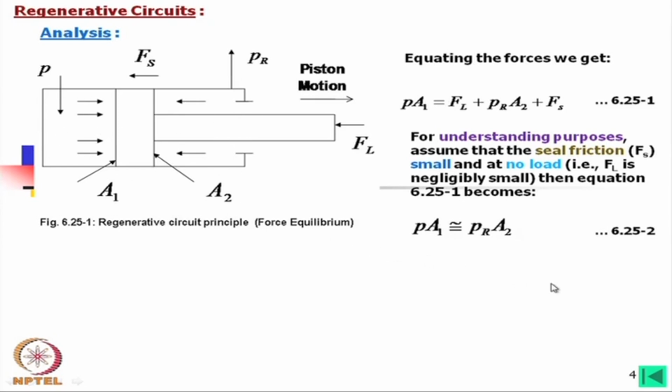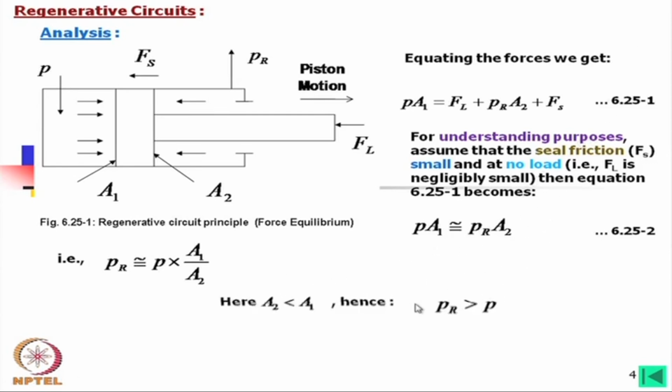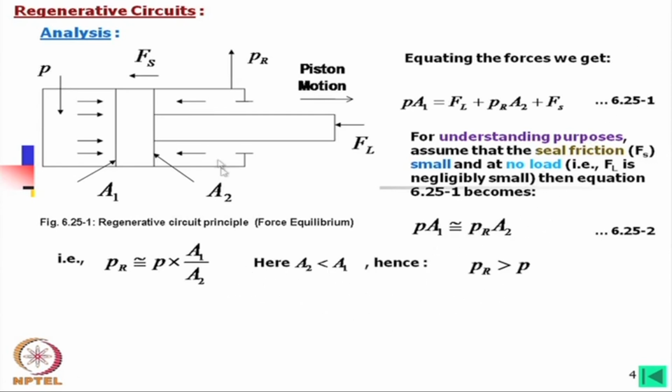Now, that pressure again we can calculate directly from these equations. This equivalent sign is given to estimate this pressure. Okay. Now, here A2 is less than A1, hence PR must be greater than P. That means this pressure will be higher than this pressure.